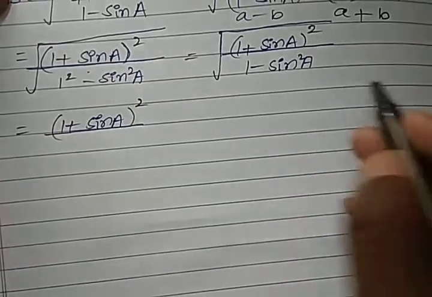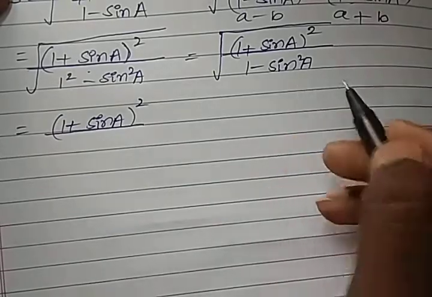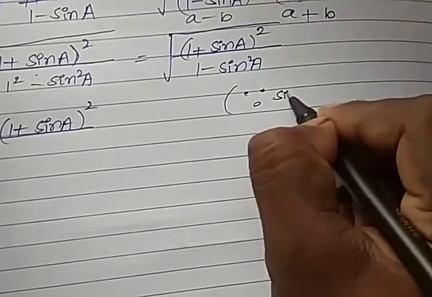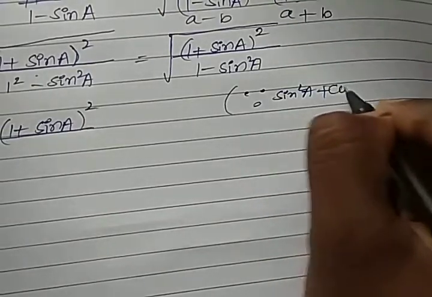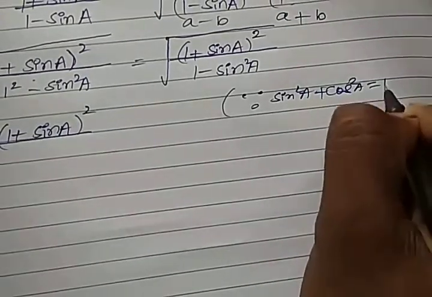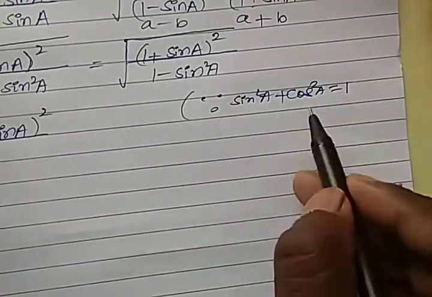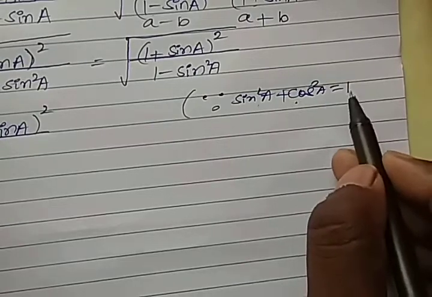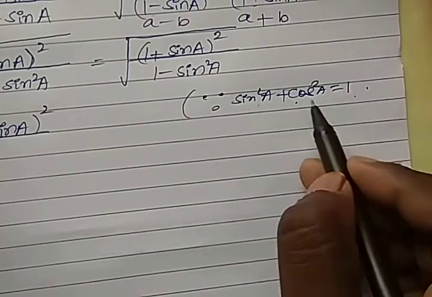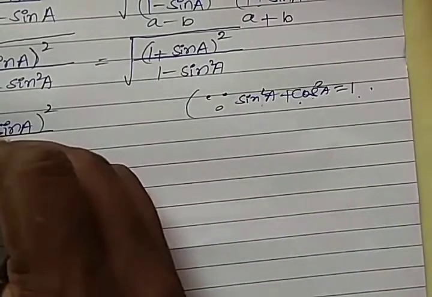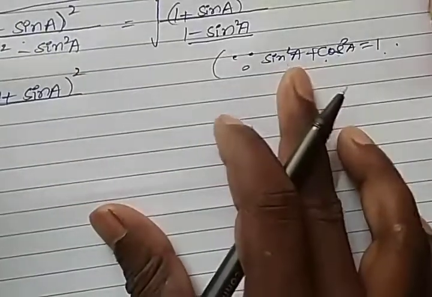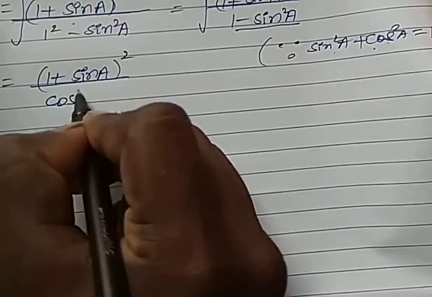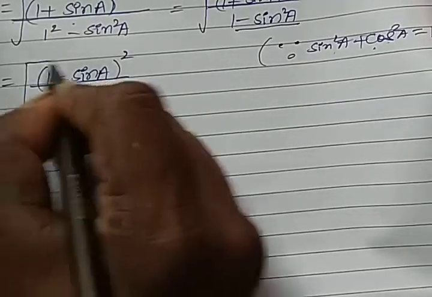cos square a, because we know the identity sin square a plus cos square a is equal to 1. Here I'll write the identity: sin square a plus cos square a is equal to 1. This is the identity. Now when I send sin square to the right side, it gets subtracted, 1 minus sin square a, that is equal to cos square a. So in place of this value we can write cos square a under root.